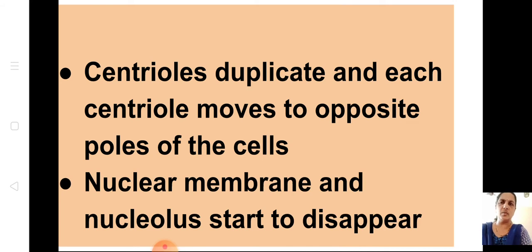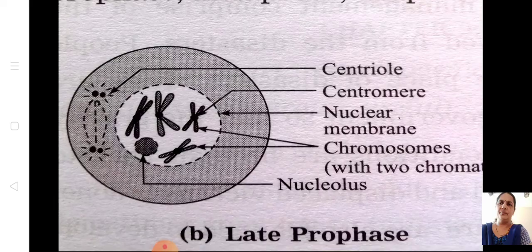Then centrioles duplicate and each centriole moves to the opposite poles of the cell. I have shown this in the video which I have sent in the group. Just go through that. You can see the process very clearly. Nuclear membrane and nucleolus start to disappear. You can see this prophase. You can see the chromosomes, how they appear with the sister chromatids, and the centriole is duplicated and going to the opposite poles, and the nuclear membrane also slowly starts disappearing.